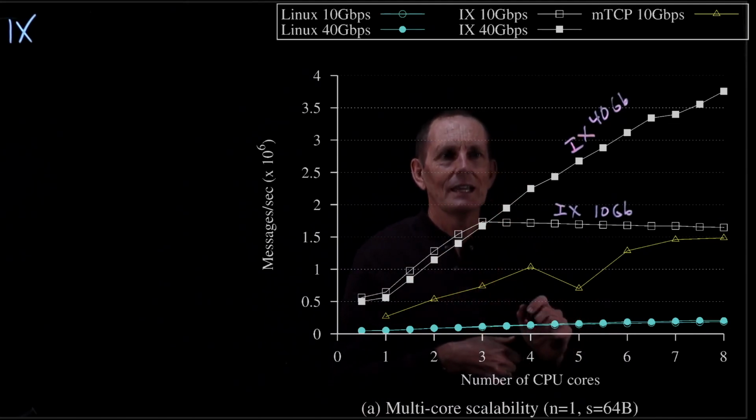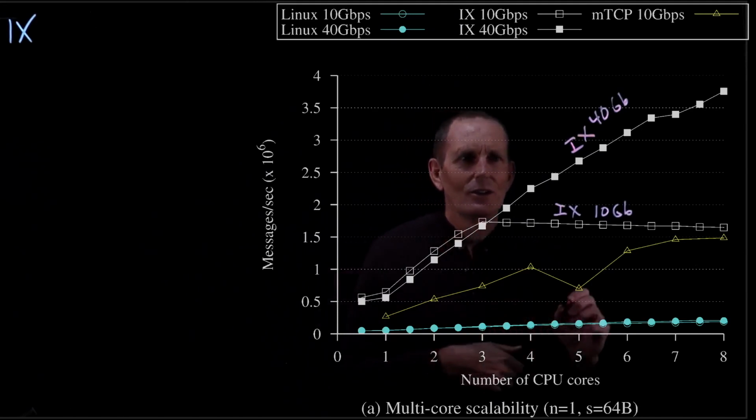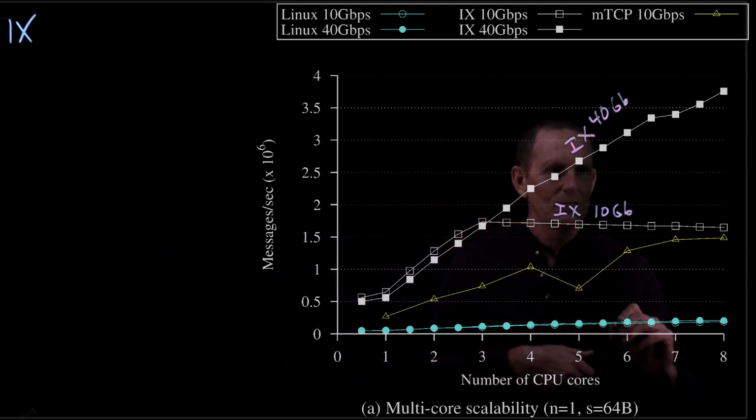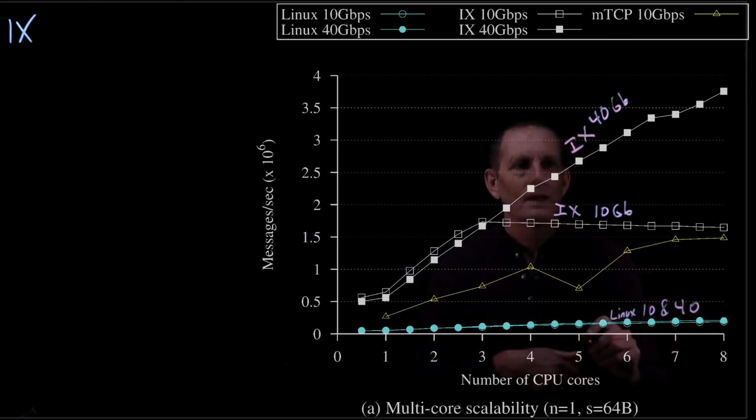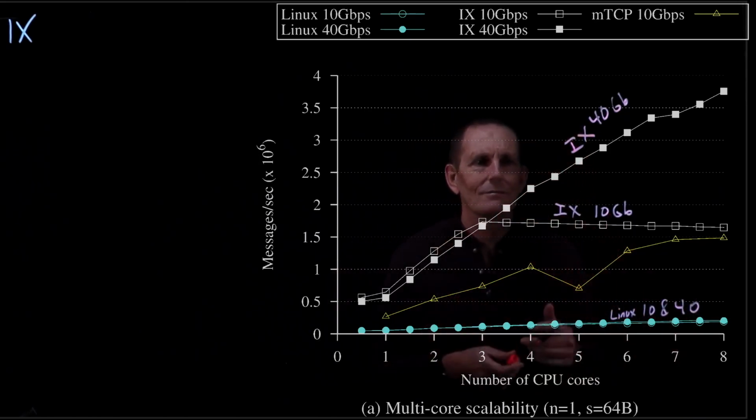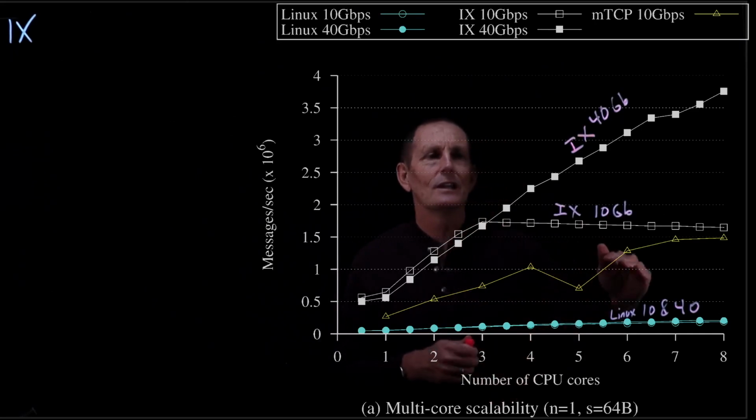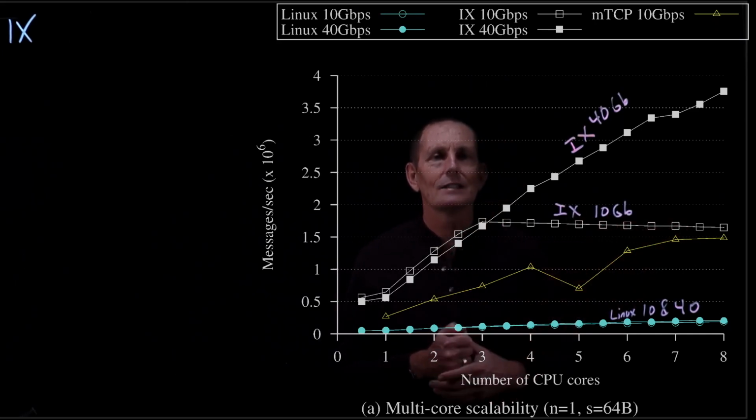The Linux is way down below. So this is both Linux 10 and 40 is about the same. And then MTCP is this other one, which roughly is scaling, but certainly is not getting the results as good as the IX. So there are many architectural decisions that IX makes different.